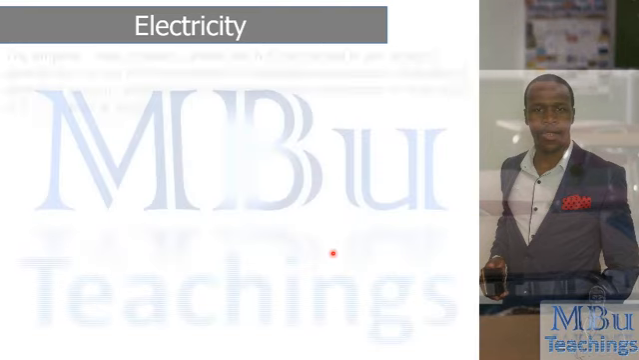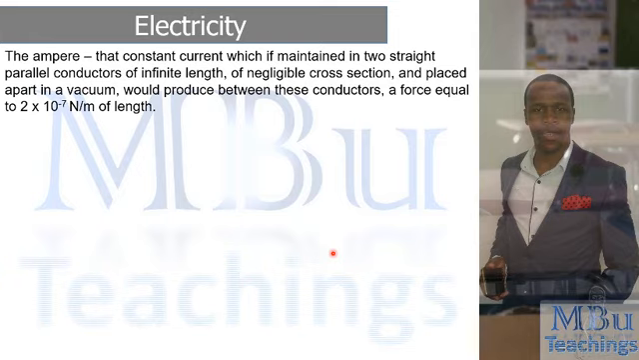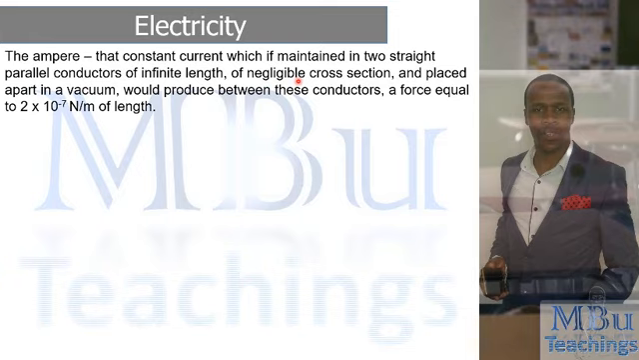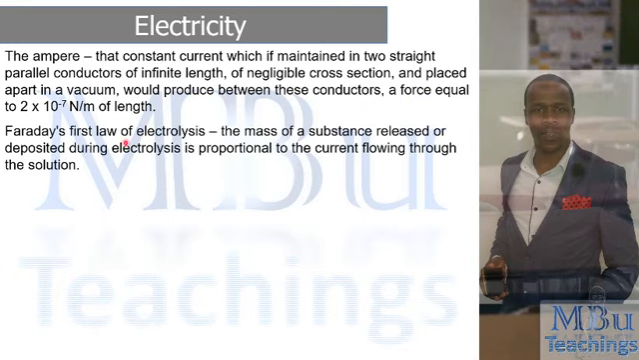Let's go to other definitions. We have the ampere, which is the constant current which, if maintained in two straight parallel conductors of infinite length and negligible cross-sectional area, or just cross-section, and placed apart in a vacuum, will produce between these conductors a force equal to this amount per meter of length, in Newton per meter of length. The word negligible means it is so small that you can neglect it.